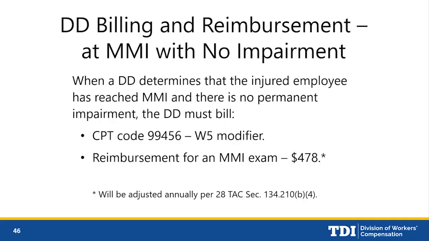This scenario is when the designated doctor examines the injured employee. They've reached maximum medical improvement, but there's no possibility of permanent impairment. This is, again, a significantly minor injury. And they would also bill the same. So 99456 with that W5 modifier, and $478 would be the amount for that exam. So looks the same as a previous example. This designated doctor did not conduct an impairment rating exam, so none is billed.